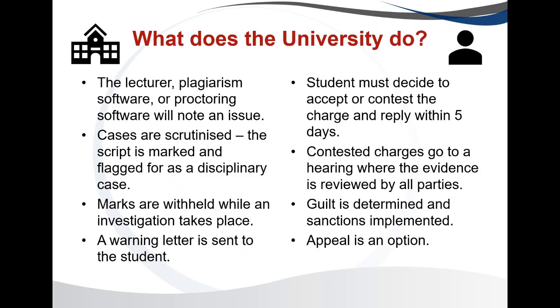So what does the university do? In online examinations, lecturers will normally be the first people to identify when a student is not acting with academic integrity. They will be alerted through special plagiarism detection software like Turnitin, or through the proctoring software like the Invigilator. These cases are reviewed by lecturers to determine if there truly was a transgression of academic integrity.